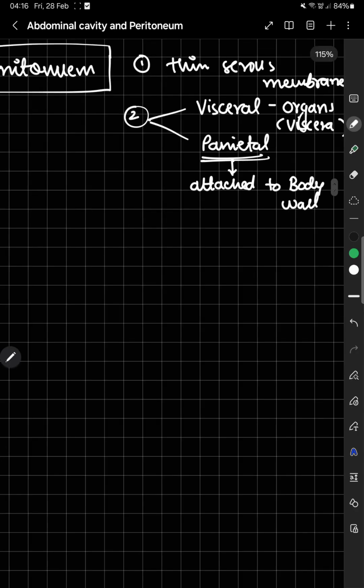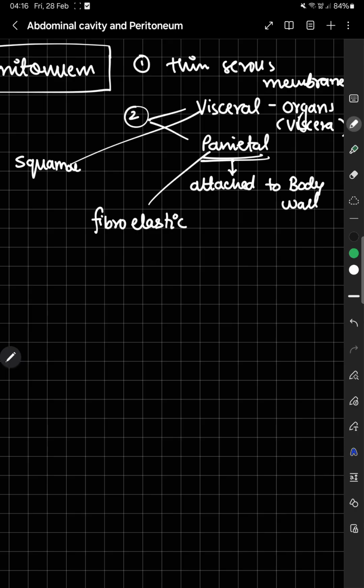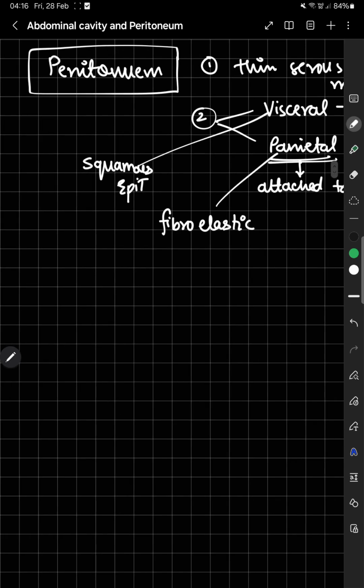The outer layer is fibroelastic, kind of strong, and helps in maintaining the strength aspect. Whereas the inner one is just squamous epithelium, simple squamous epithelium. That's it, nothing more, nothing less. One thing to be remembered is that there's an exception. First, visceral peritoneum is normally simple squamous.